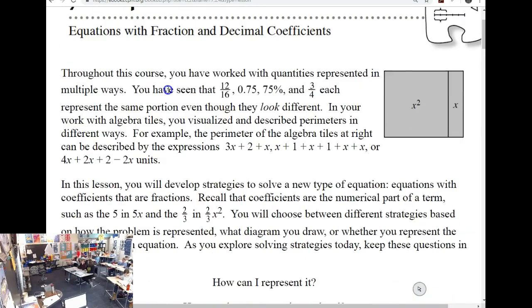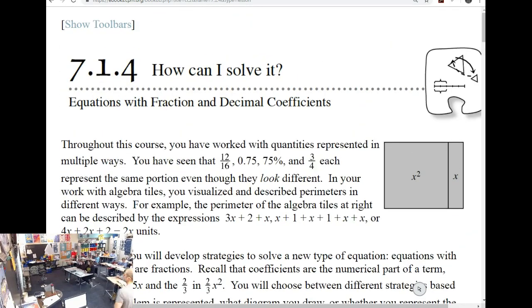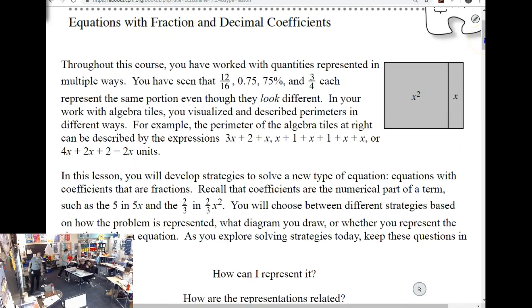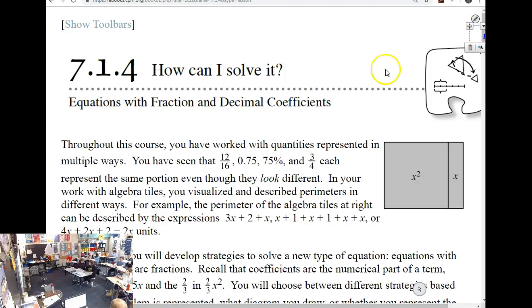Okay, so for your label, your heading, you can call it... well, there's not really a way to write that in a shortened version, because you've got equations with fraction and decimal coefficients. So, I'm messing that up. Somebody help me out.